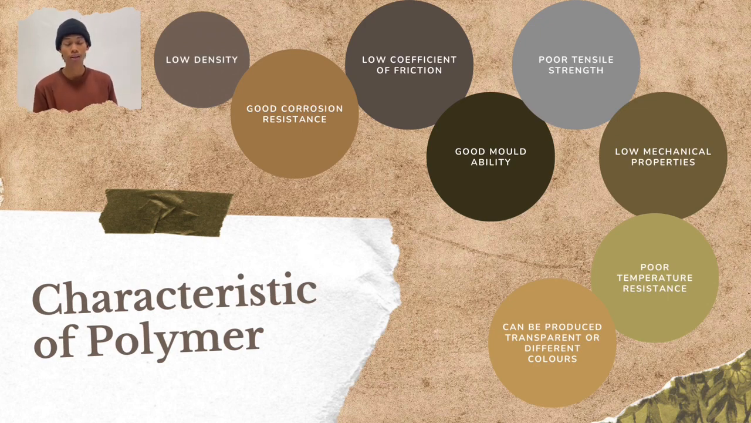So characteristics of polymer: low density, good corrosion resistance, low coefficient of friction, poor tensile strength, good moldability, low mechanical properties, poor temperature resistance, and last one, it can be produced transparent or in different colors.